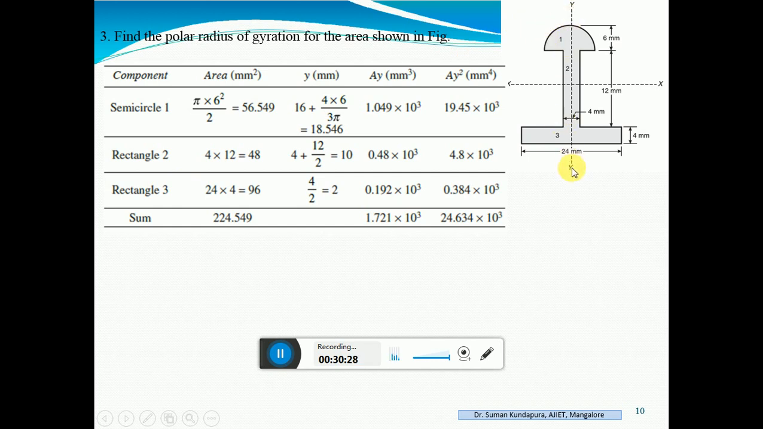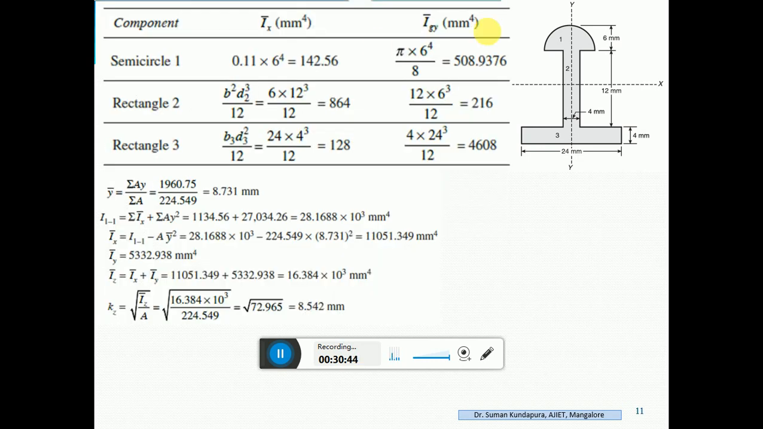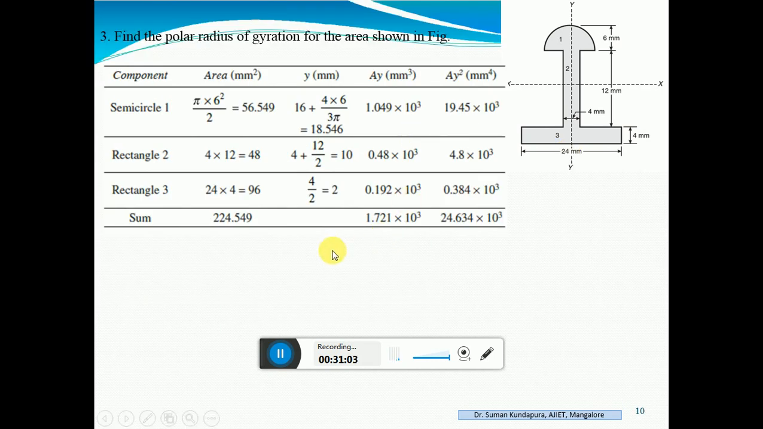about what you are supposed to take as the x and y axis. Okay, but you should be aware that if I want to reach the polar radius of gyration, then according to the formula I need to find out what is Ix bar and Iy bar. But where is Ix bar? Along this axis, the centroidal x-axis, and where is Iy bar? Along the centroidal y-axis. Okay. So we'll start the problem. Write the components.